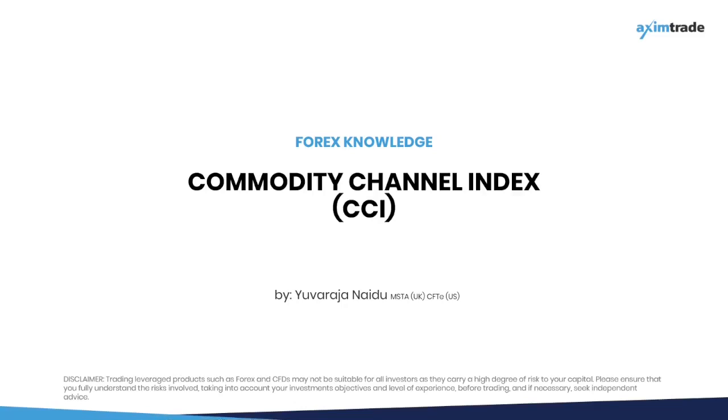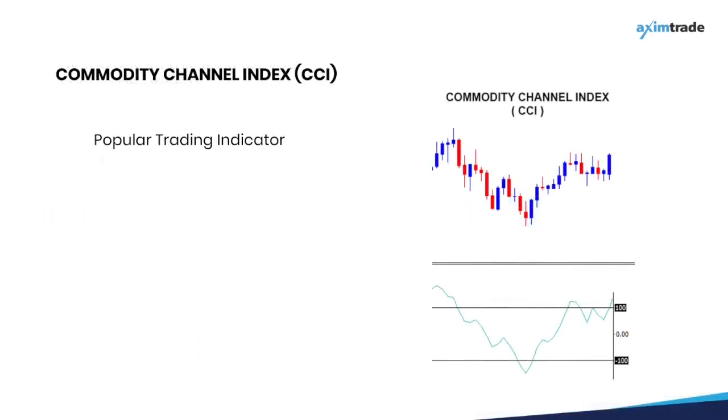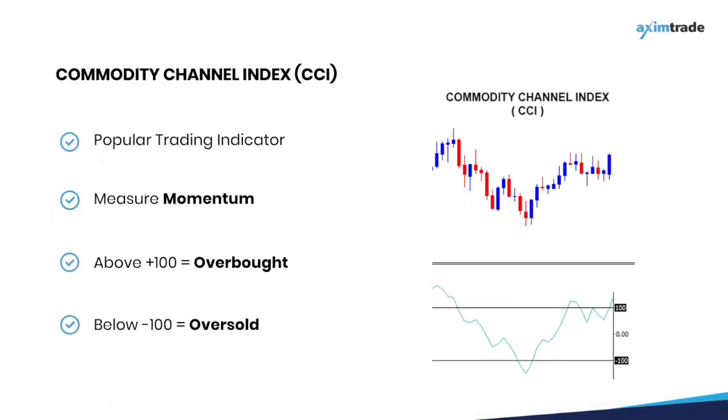What is the Commodity Channel Index (CCI)? And by the end of this session, you should be able to understand what the Commodity Channel Index indicator is, and how to interpret and use the indicator. The Commodity Channel Index, also known as CCI, is a popular trading indicator used to determine the strength of a market's momentum. This indicator was developed by Donald Lambert to analyze the commodity market, but it is now widely used by traders to trade multiple assets.